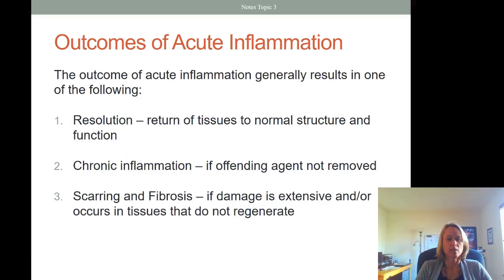So what are the outcomes of an acute inflammatory response? We can have one of the following. Resolution. That's just where the tissues return to normal structure and function. If the offending agent is not removed, this can cause chronic inflammation. Or if the damage is really extensive or occurs in types of tissues that don't regenerate, such as cardiac myocytes, then we can have scarring and fibrosis.